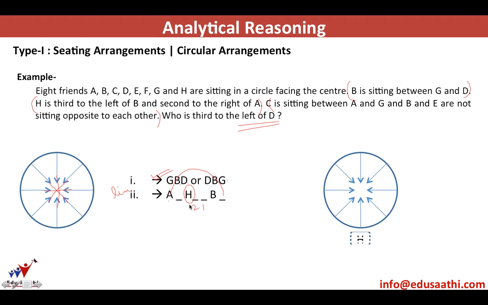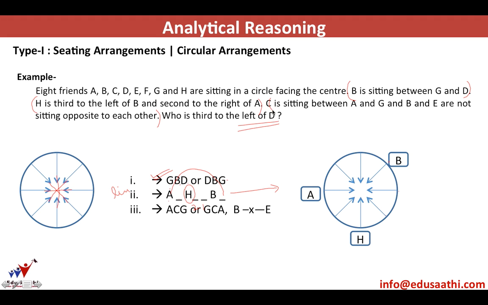Alright, so let's try to put H over here. This is the most common starting point for any circular arrangement question. Whichever is your final information, you can write H in any place, and third to the right would be B, and second to the left would be A. So this information has been plugged into this circular table.